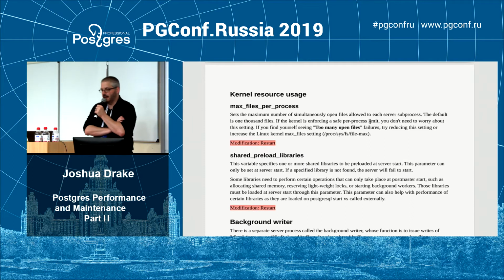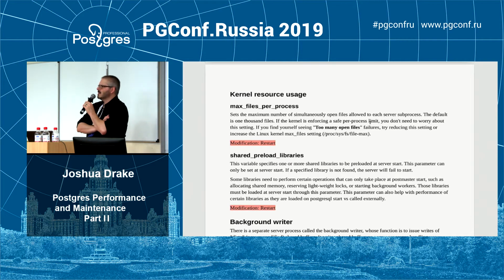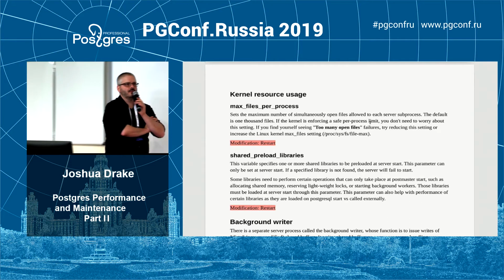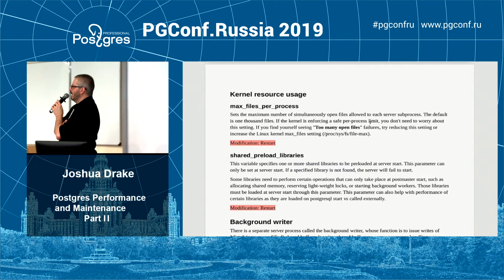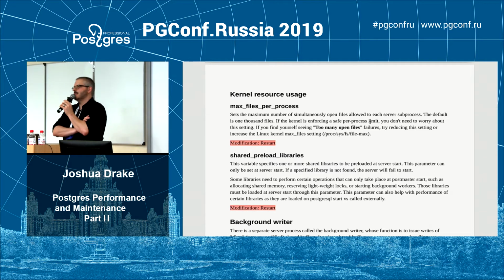This parameter can also help with performance of certain libraries as they are loaded on Postgres start versus called externally. Specifically, I think one of the ones that's common is pg_stat_statements. You can't use that without shared preload libraries. It's a really hefty process, and so you want to preload it so it's in RAM and it won't affect the performance nearly as much. I haven't tested this recently, but there has also been some rumors that if you use some of the external procedural languages like Python or Perl, you can preload their shared library so it doesn't have to call out to disk on every execution, which can be a performance benefit as well.